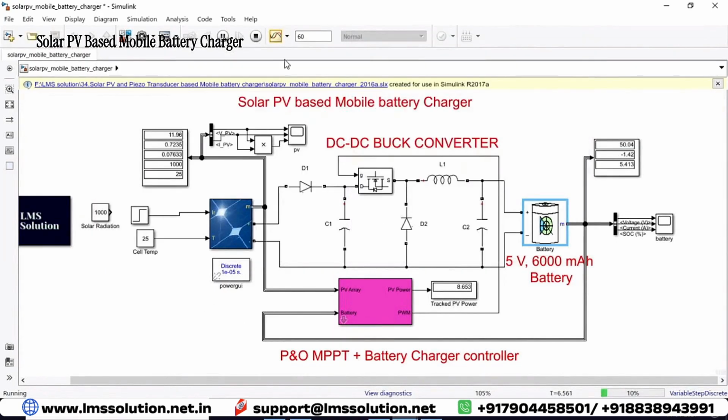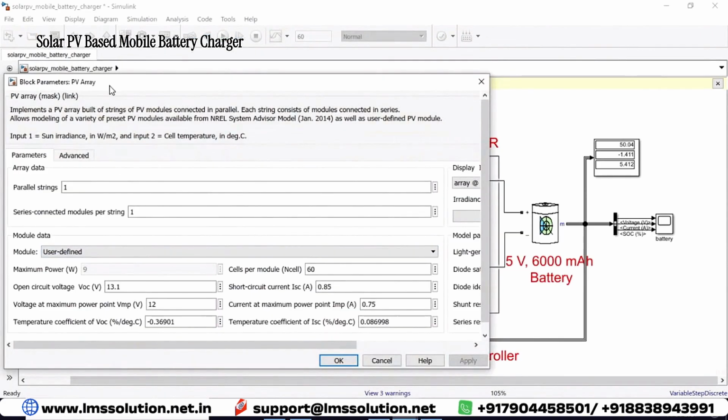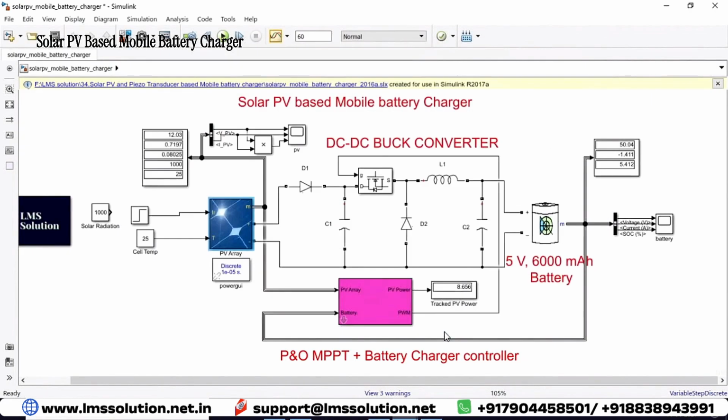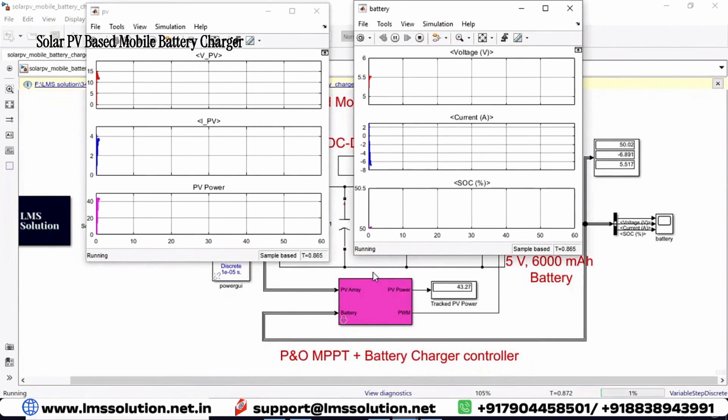So for that I'm going to change the solar panel rating. That means I'm going to use a 50 watts panel. So for that I'm going to multiply it with 5. I mean a 45 watts panel, so I'm going to use a 45 watts panel and then simulate this model.